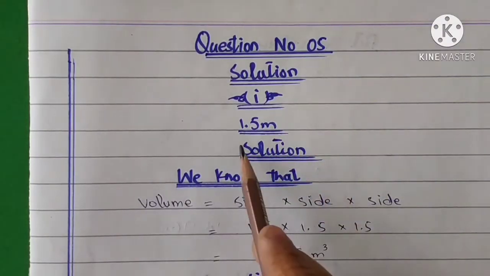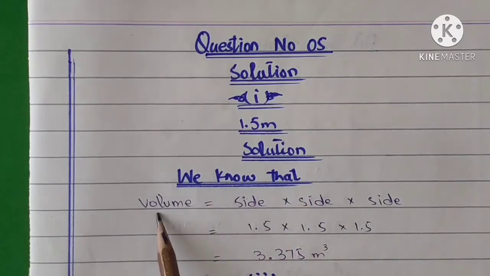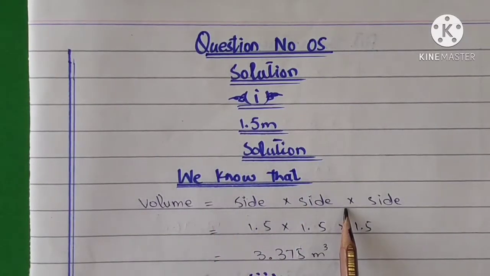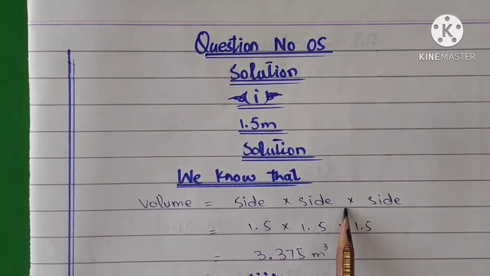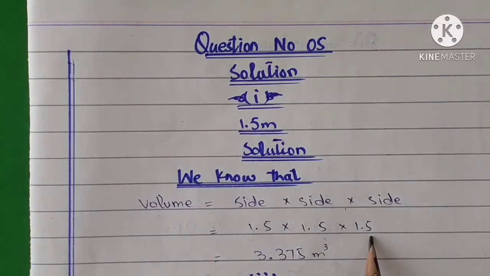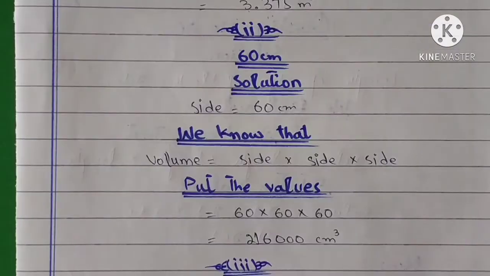Now the solution of the first part, 1.5 meter, is: we know that volume is equal to side multiplied by side multiplied by side. You can write here length multiplied by length multiplied by length, it's up to you. Okay, now put the value: 1.5 multiplied by 1.5 multiplied by 1.5. After multiplication we will get 3.375 meter cube. This is the required volume of this cube.